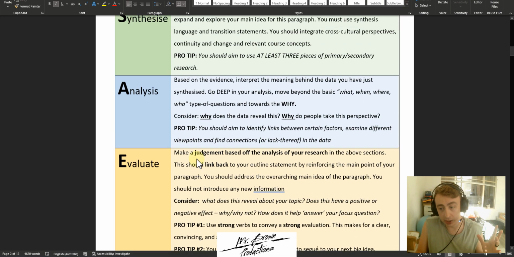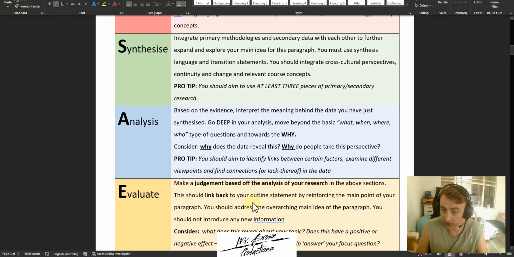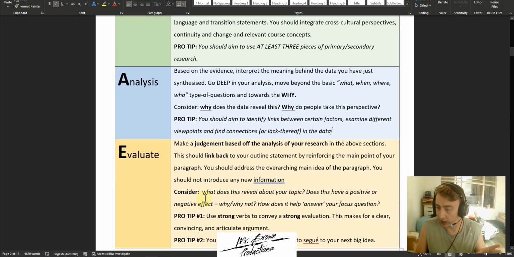Now your evaluation should link back to your original statement. I'm not saying it has to be word for word the same, but it needs to link back to the main idea, because it should be reinforcing the main point of your paragraph, okay? That's what your evaluation does. You make a judgment based off your research and the analysis that you've done, and then link it back.